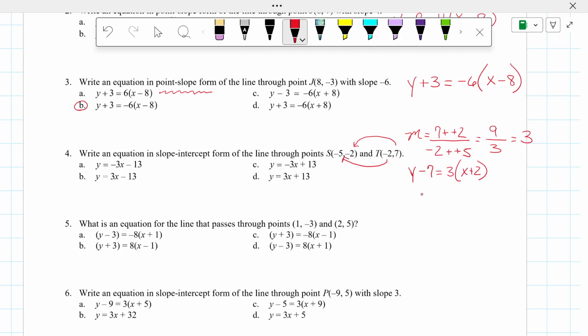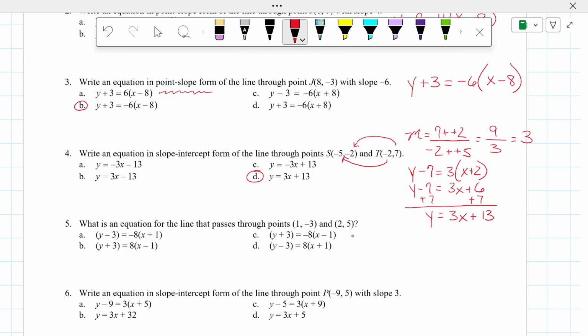I'm going to distribute the slope. So y minus 7 equals 3x plus 6. Add 7 to each side. And our y is equal to 3x plus 13. When you're just given the 2 points, you find the slope first, you write it in point-slope form, distribute the slope, and solve for y.